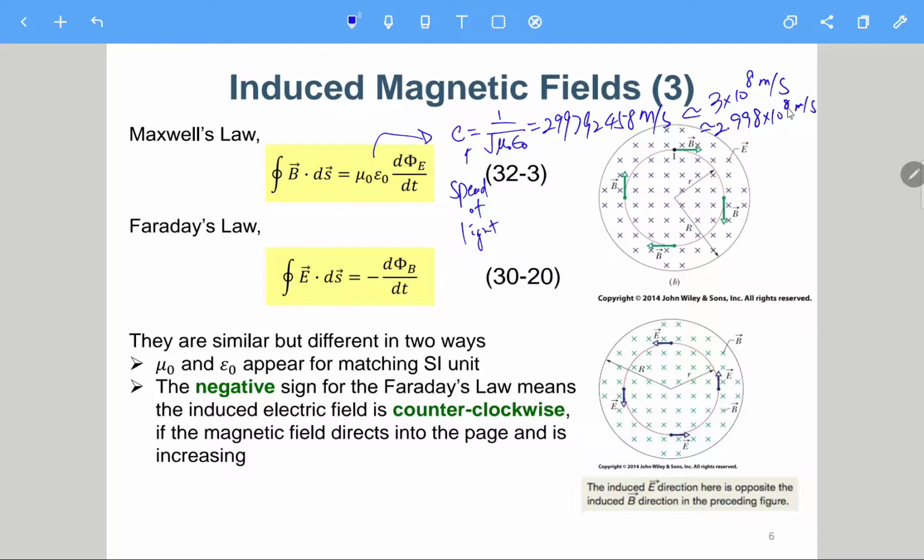In another semester I'll teach special relativity. So in special relativity, we will use 2.998 times 10 to the 8th rather than 3 times 10 to the 8th.